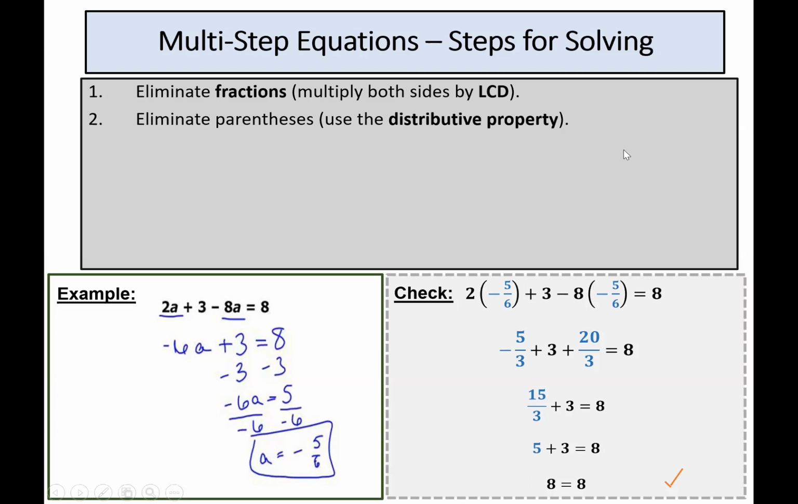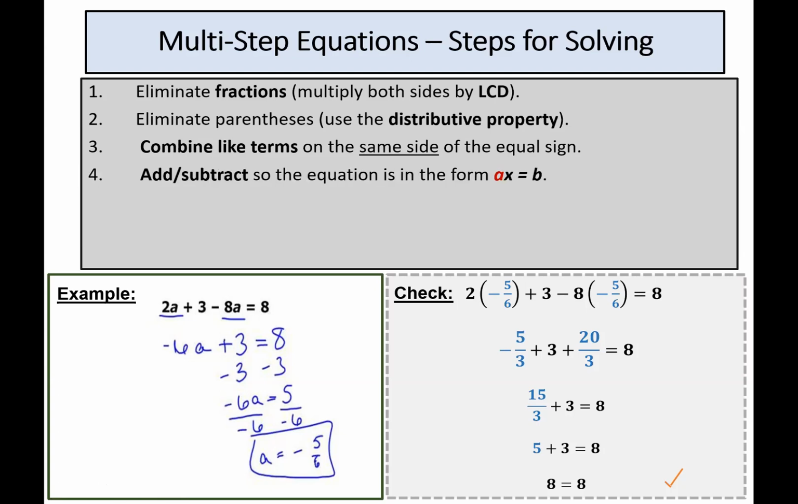Step 2, if there are parentheses, eliminate parentheses. So we will be using the distributive property. Okay, so that's going to come up quite a bit. Usually after you distribute, that brings us to step 3, combine like terms. And the full sentence is combine like terms on the same side of the equal sign. So keep those sides separated, but if there are like terms, you'll want to combine those.